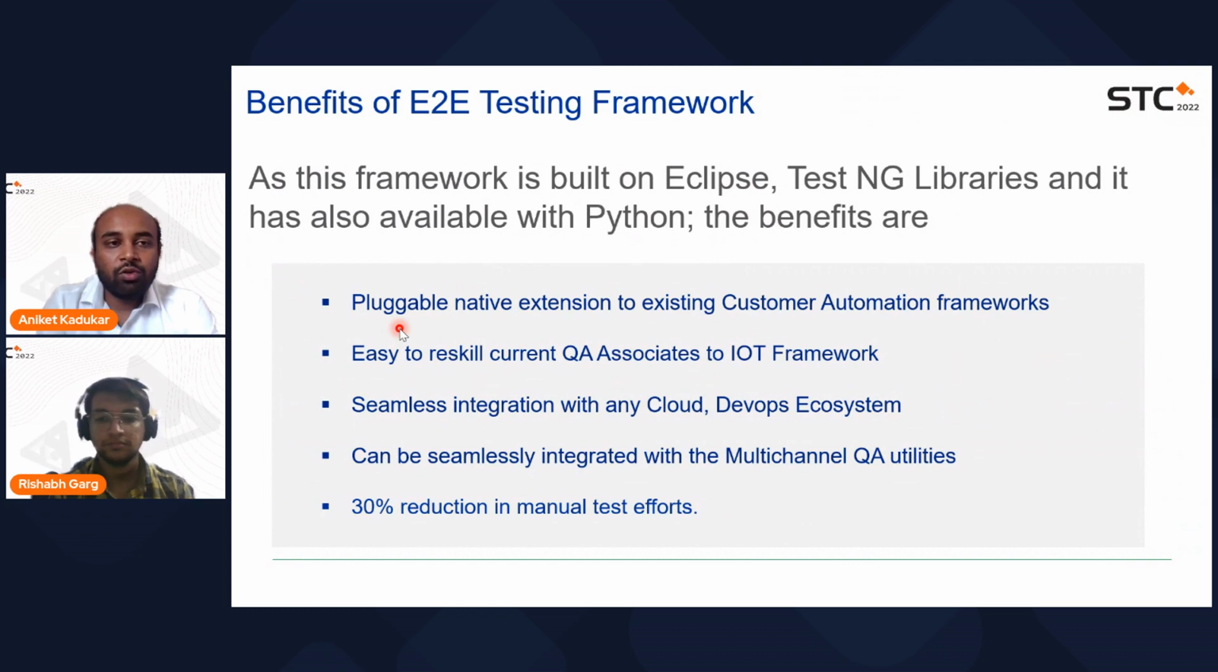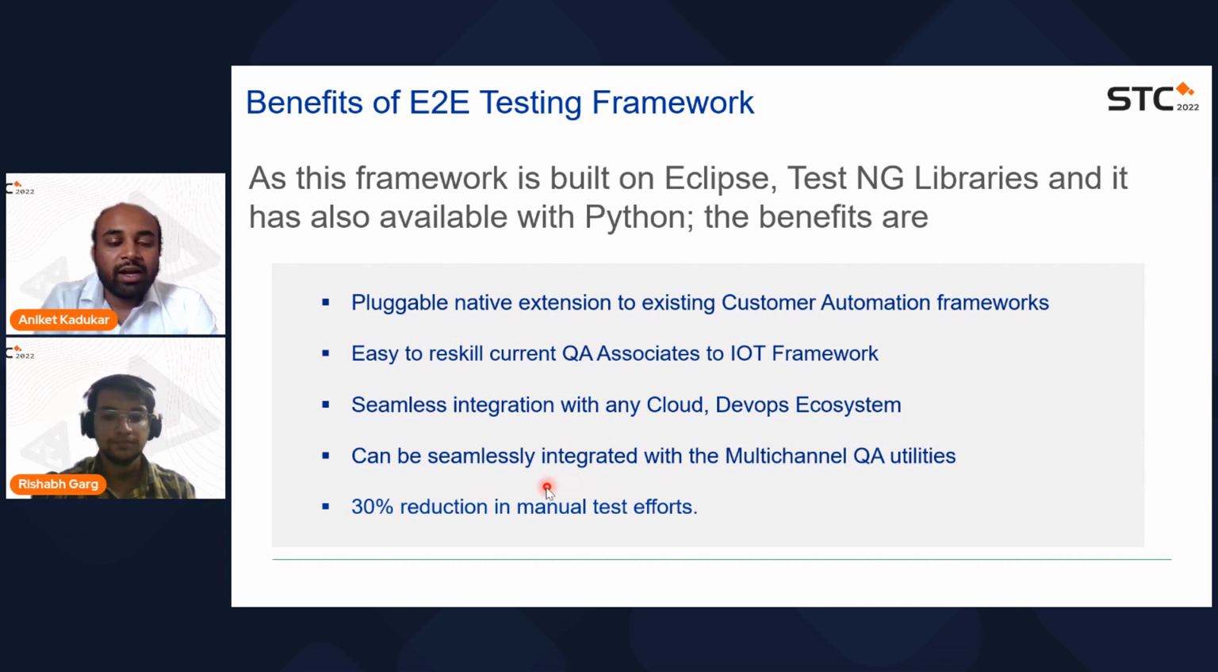So I would like to tell you what the benefits of using this end-to-end automation testing framework are. As I told you, this automation framework is available in Eclipse plus test engine, meaning Java as well as Python. So you can use either a Java framework or a Python one based on your existing framework. The next is it is really easy to understand, and we can reskill any associate for this IoT framework. The third is that it supports seamless integration with any cloud, and it has a DevOps ecosystem as I told. And it can be seamlessly integrated with multi-channel QA utilities.